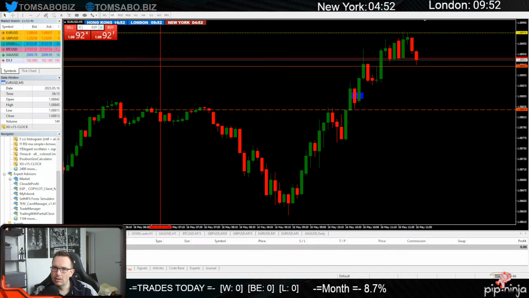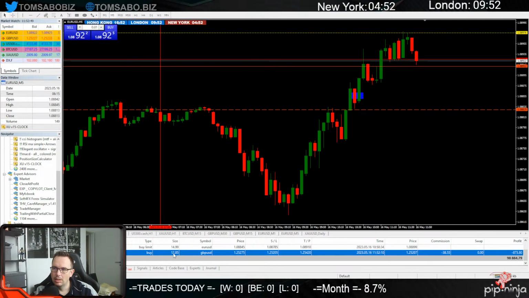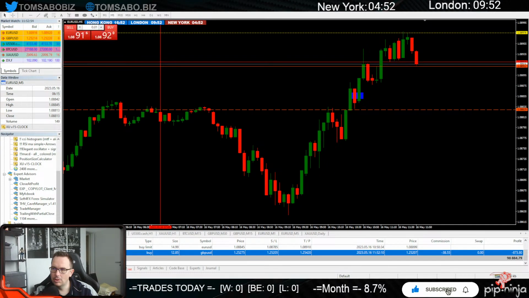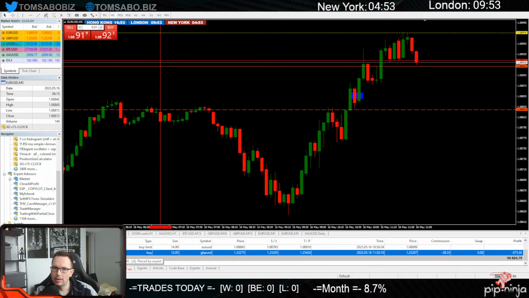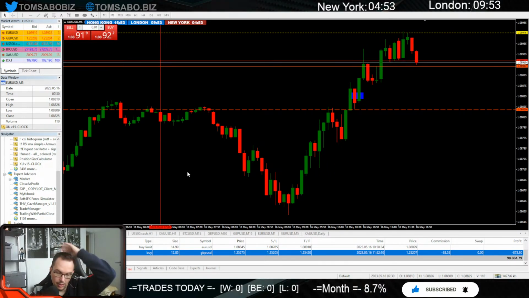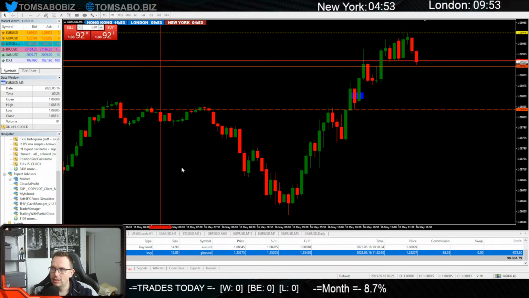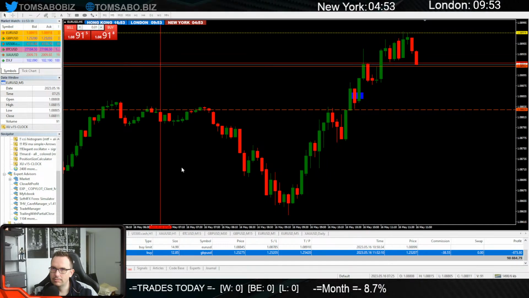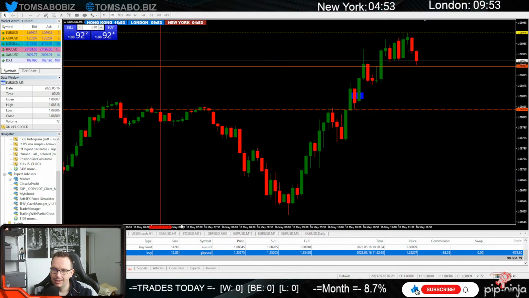So right now, this was a buy order from pound dollar, which ended up in a loss. Well, I'm trading FTMO since last year. I'm trading FTMO and my Forex funds. The TFT was actually just a try of how things are going.